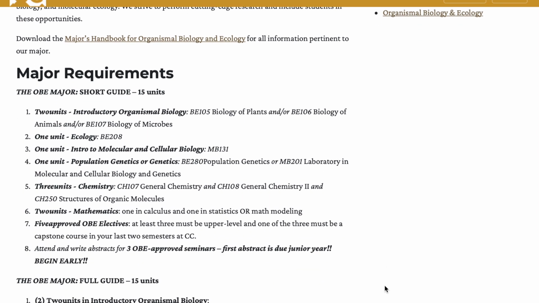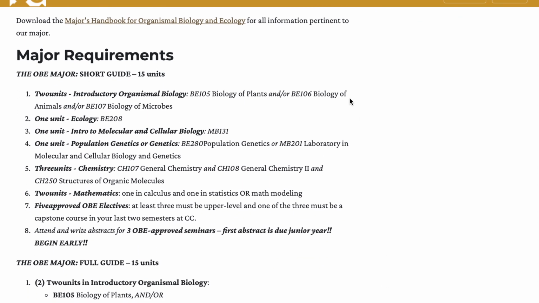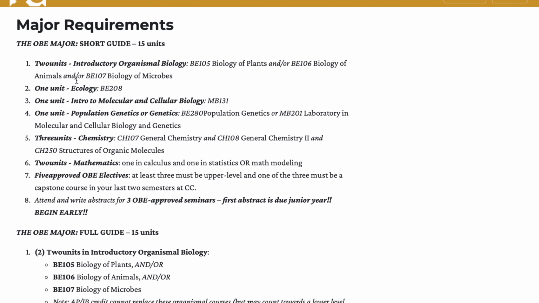The OBE major is 15 to 16 units, and this extra unit just depends on the genetics course that you choose to take. All OBE majors need to take at least 2 of the introductory OBE courses, and these are biology of plants, biology of animals, and biology of microbes. So you just need 2 of these, 2 out of the 3. In addition, OBE majors will have to take 1 intro course in molecular biology. OBE majors will also need to take Ecology, which is the one course in the department that every OBE major will take in their time at CC.